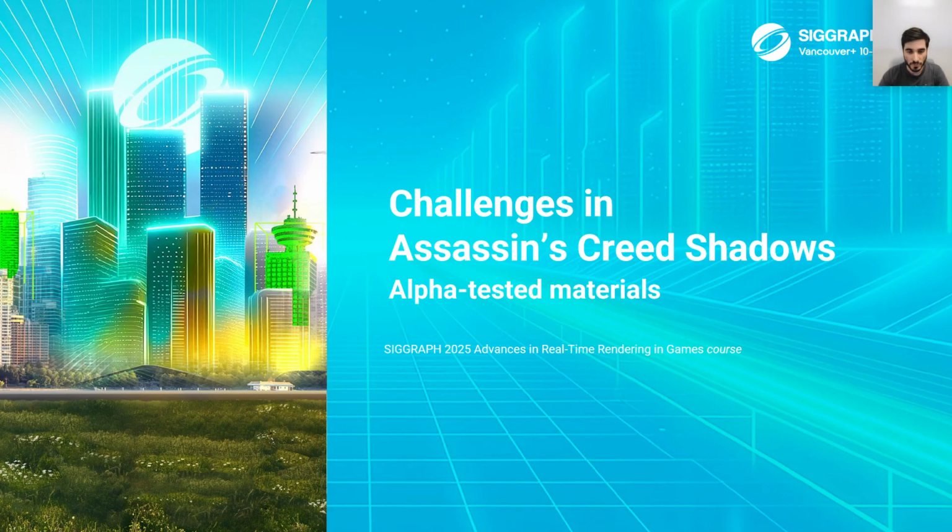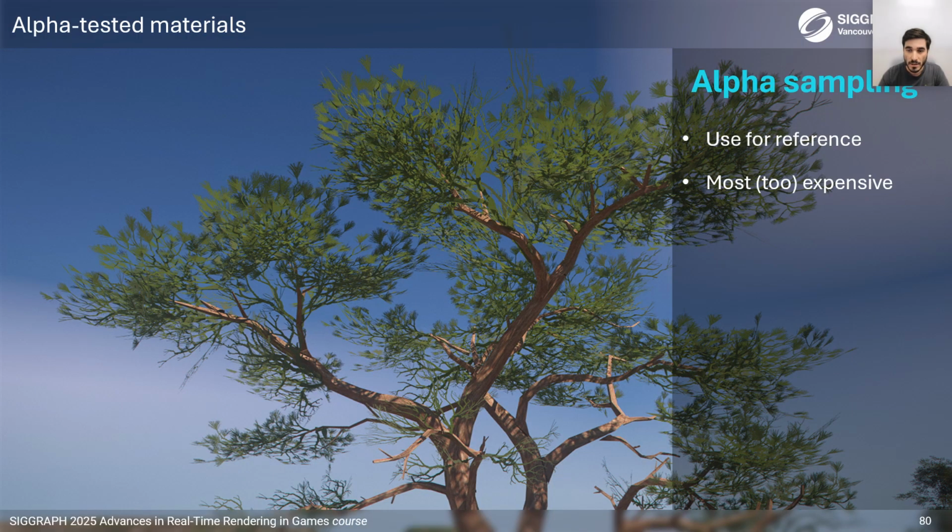So now that we have covered our implementation, let's talk about challenges specific to Assassin's Creed Shadows. Alpha-tested materials are known to be expensive. The reference material we will compare with the rest of our solutions here is using alpha-tested material and not having a limit on the number of tests we can do while tracing our BVH.